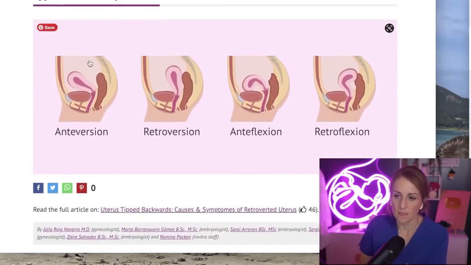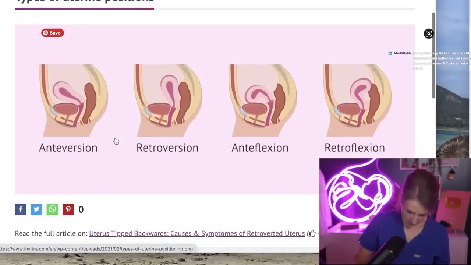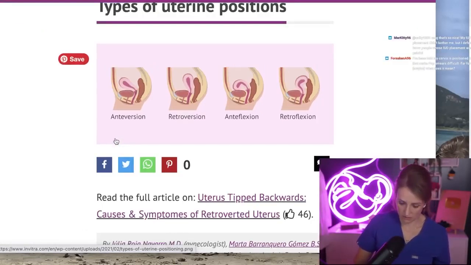All right, so in this diagram, this is a uterus. Right in front of that is the bladder, and right behind that is the rectum. So you're looking at this from a side view, and kind of if you cut up straight from between your legs. Okay, so when you're looking at this, I'm going to see if I can make it a bit bigger for you.